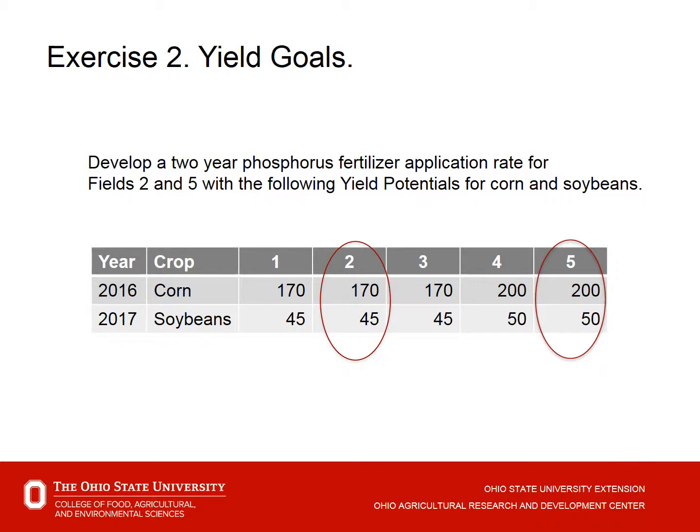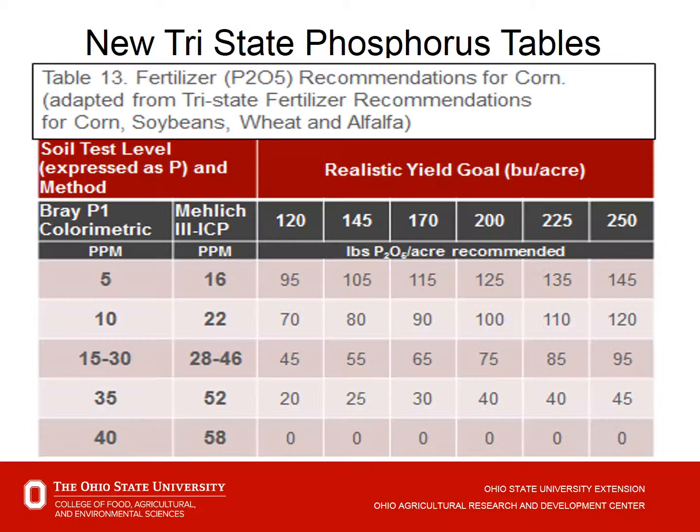The other piece of information that we need is yield goals, and what you have here is we're going to use field 2 and field 5. We have for the 2016 year a 170 bushel goal for field 2. Soybeans the following year is going to be 45. Field 5 is actually a little higher yielding field for us and has 250 as far as our yield goals for corn and soybean are concerned.